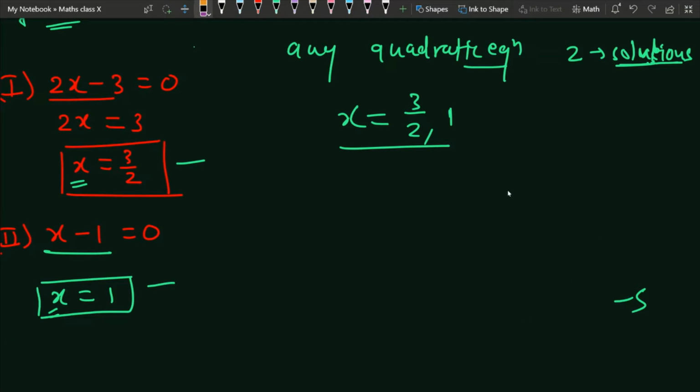So here in the quadratic equation, you have power 2, the highest power in the equation is 2. That's why you are getting 2 solutions. Okay. Remember this thing.